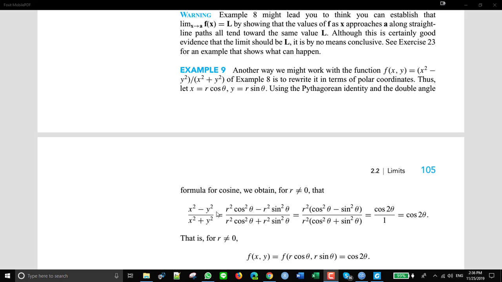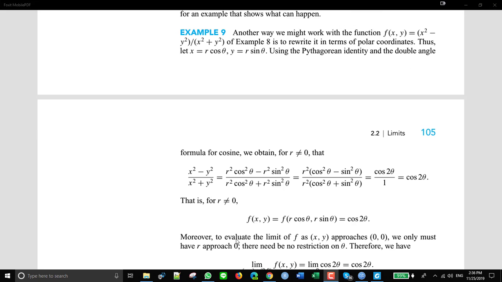So finally, when we think about this using polar coordinates, we get that our function is equal to 2 cosine theta. Remember, we've restricted the origin from being part of the domain, and one way to say that is that r is not equal to 0. So for r not equal to 0, f of x, y is f of this comma this, which is equal to that.